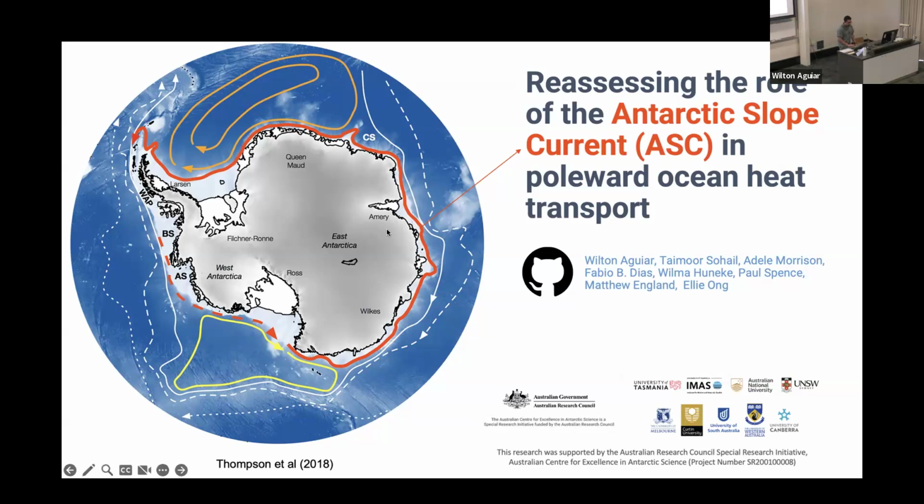And the first one that I want to present is, for those who don't know, which I imagine will be very few people, the Antarctic Slope Current, which is this westward flowing current shown here in red, that kind of separates the offshore waters from the continental shelf waters, and sits right on the top of the continental slope. Now, this geographical location of this current makes a lot of people think that the strength of this current might be one of the regulators of the polar ocean heat transport towards the continental shelf, but there's very little research looking at this circumpolarly, and that's what we wanted to test in this research here.